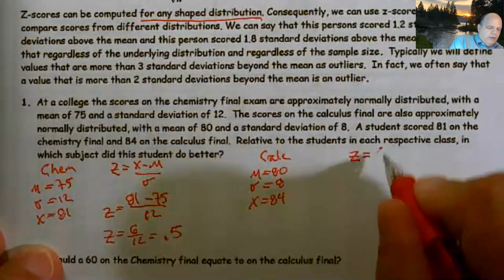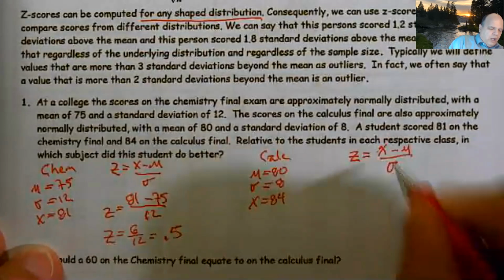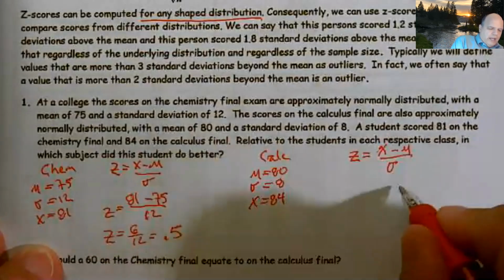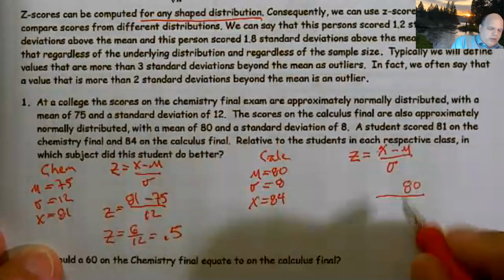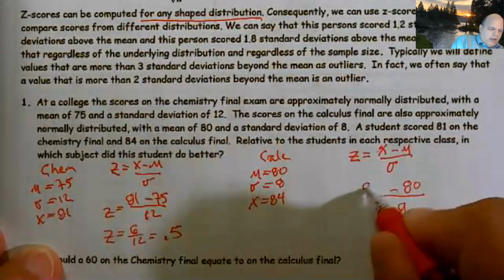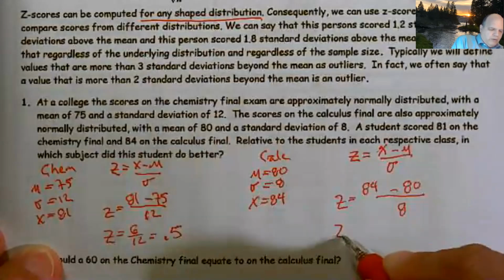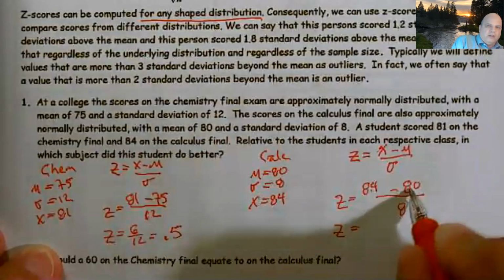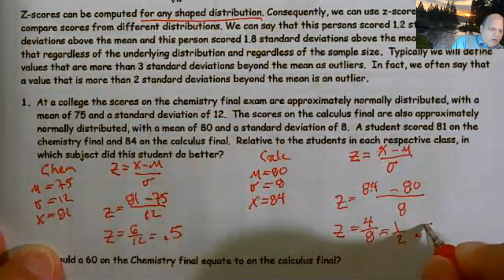we have x minus mu over sigma once again. And we know that the average was 80, the standard deviation was 8, and he scored an 84. And we end up getting z equals 84 minus 80, which is 4, over 8, which is 1/2 or 0.5.